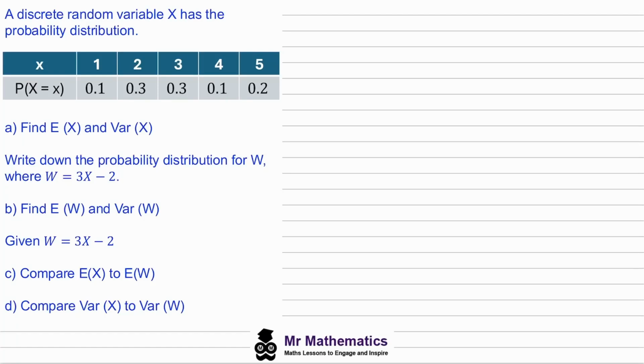Hi everyone. So in this video I'm going to show you how we can find the expected value and the variance of a function of x. Okay, so if we begin with question 1, we're told that the discrete random variable x has the probability distribution given here. We've been asked to work out the expected value and the variance.